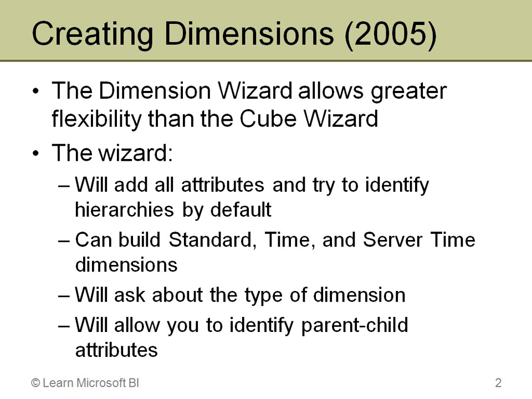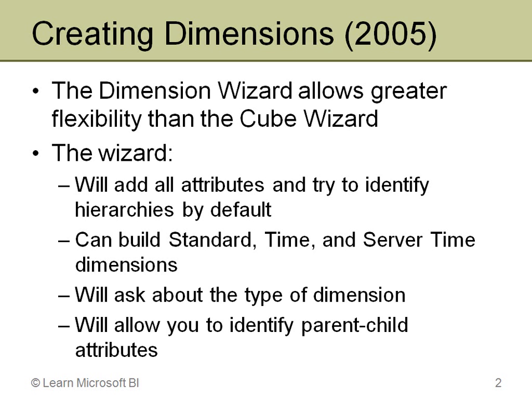So the 2005 wizard is going to give me a lot of flexibility, and it's going to do some things for me. It is by default going to add all the attributes for me. So any column in the dimension table it will add as an attribute. It will also try to find hierarchies for me, and it may or may not do a good job of that. You'll see as I walk through the wizard. The wizard can also build a standard dimension, a time dimension, or a server time dimension. Standard is just anything other than a time dimension.